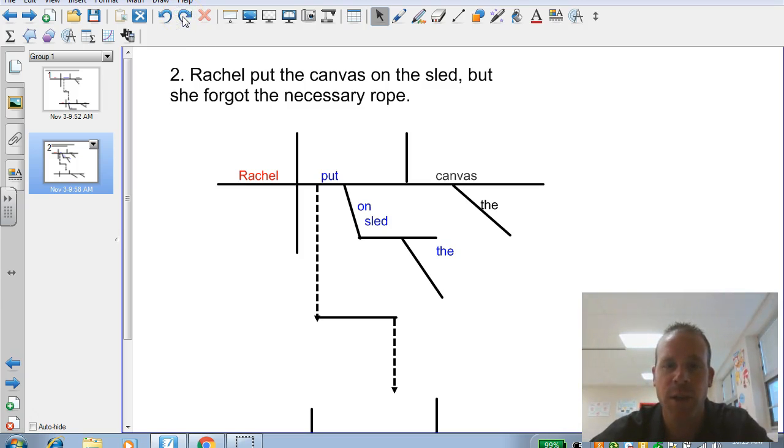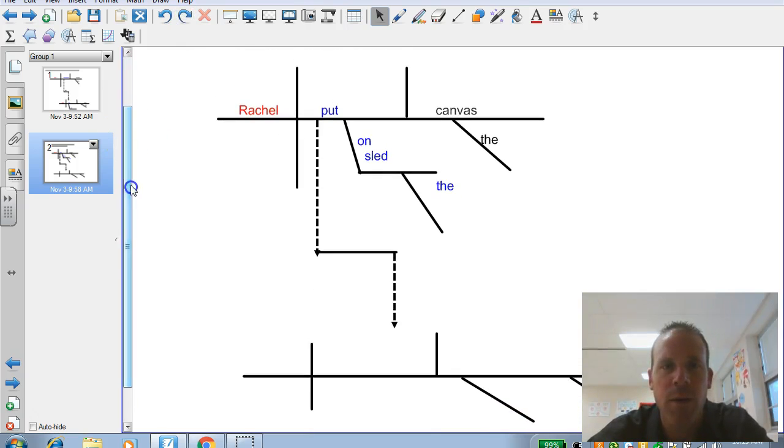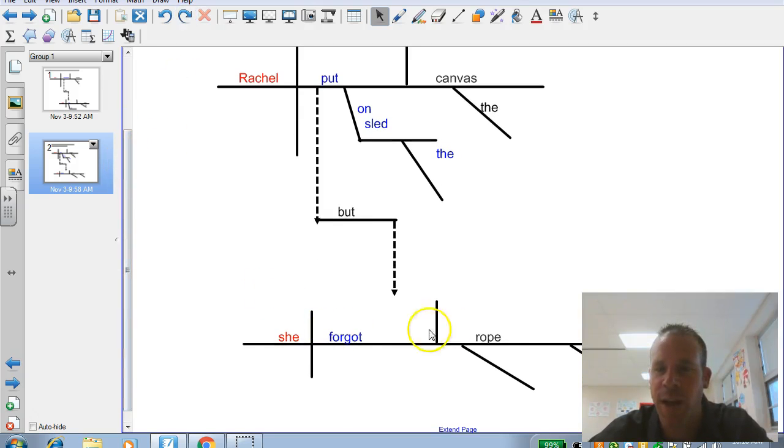I put my conjunction in, and my conjunction is but. I'm not seeing it show up right now. Let's move down a little bit there. There it is. And there's my conjunction but. And then here's part of my bottom part. She forgot rope, because she forgot, action verb forgot, and then rope. And then we just have to make it the necessary rope. And the and necessary would both describe rope.